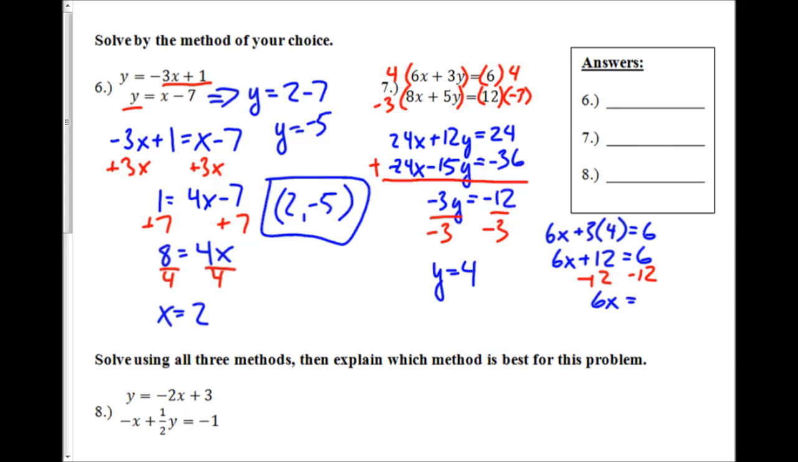So I find out that 6x equals a negative 6. And then I divide by the 6. So I can find out that x equals a negative 1. And then once again, I write it as an ordered pair. Just a nice, succinct way of expressing this.